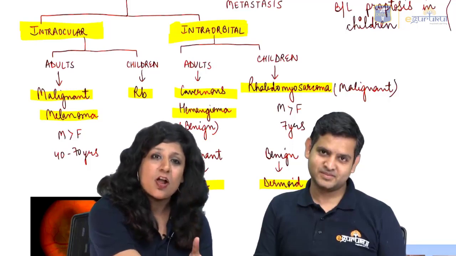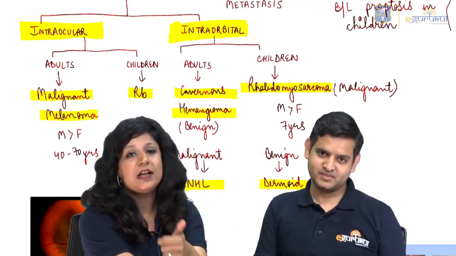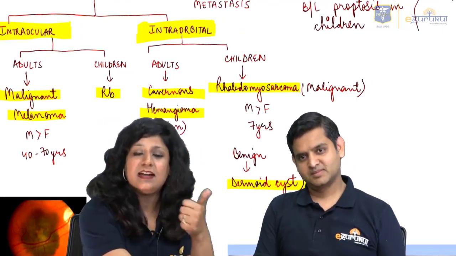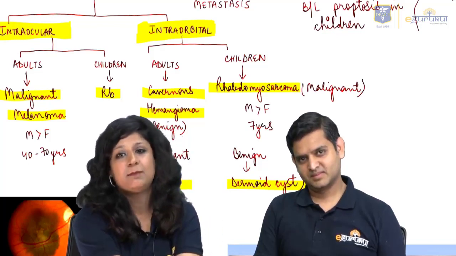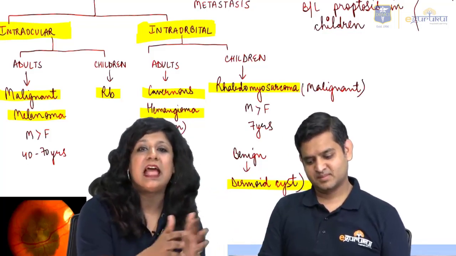If it is intraocular in adults, go with malignant melanoma. Intraocular in children, retinoblastoma. Similarly, intraorbital in adults, cavernous hemangioma. Intraorbital in children, rhabdomyosarcoma.